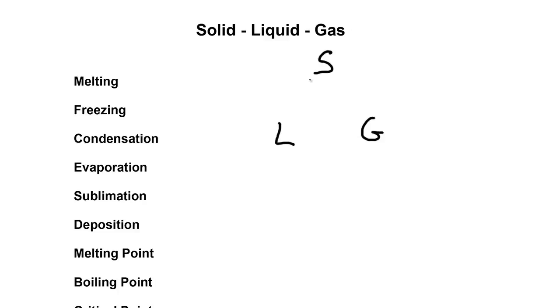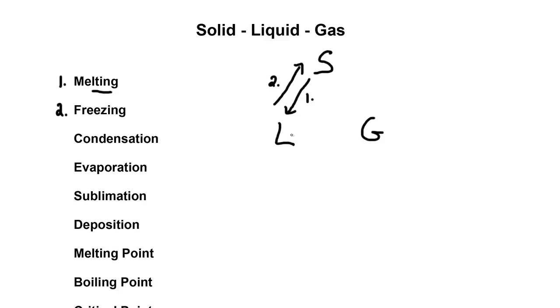Now, if I go from the solid state to the liquid state, that's called melting. Melting, solid to the liquid state. And if I go from the liquid state to the solid state, then that would be freezing. Okay, so I'm going to put a little 1 here for the melting, and then 2 for the freezing. All right, so 2 goes right there for the freezing.